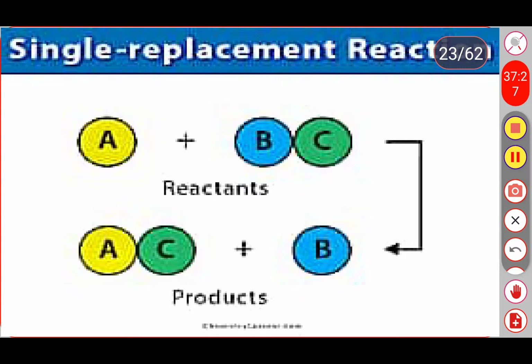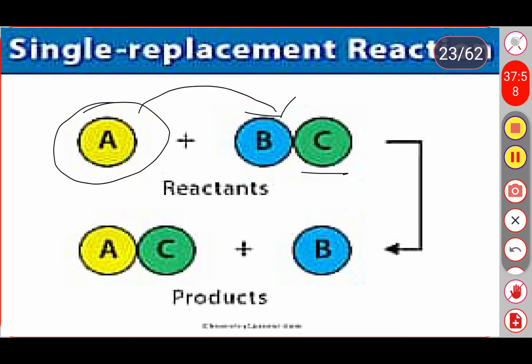So what is the general form of single replacement reaction? Here one complete element, the highly reactive element, is taking the position of the less reactive element and it combines with the ion of the less reactive element and it forms a new compound. Okay, so this is the general form of the single replacement or single displacement reaction.